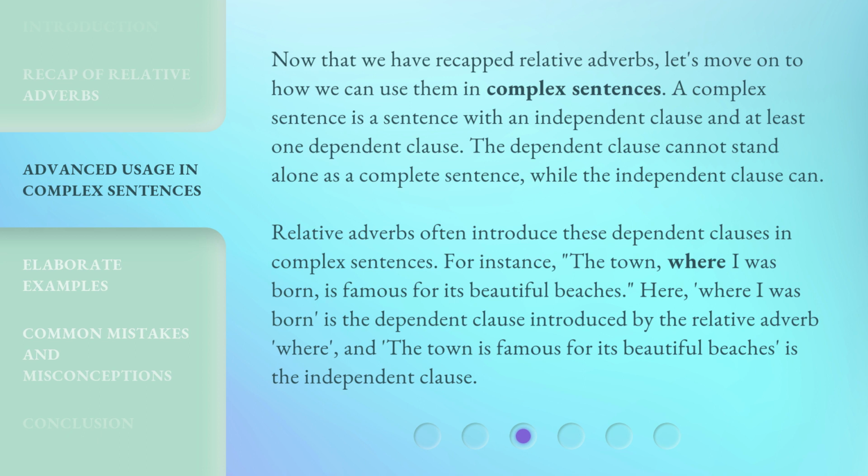For instance, the town, where I was born, is famous for its beautiful beaches. Here, where I was born, is the dependent clause introduced by the relative adverb, where, and the town is famous for its beautiful beaches is the independent clause.